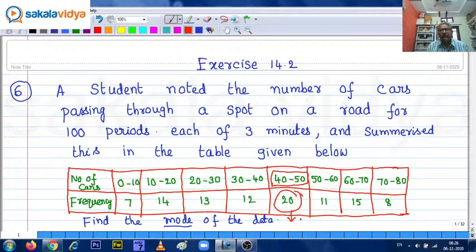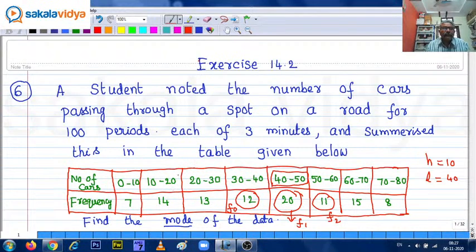So this will be F1, this will be F0, and this will be F2. Here H value is equal to the class size, 50 minus 40 is equal to 10. The lower limit of the modal class is L equal to 40. F1 is equal to 20, F0 is 12, F2 is 11 and H is equal to 10. Using the formula, we can easily find the answer, which may be 44.7 cars.